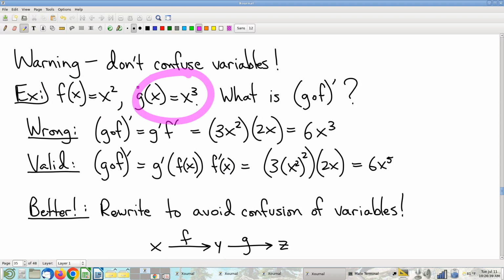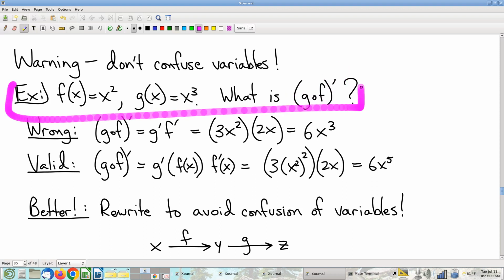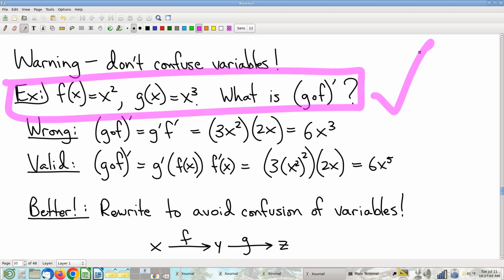I've got two perfectly good functions. When you have two perfectly good functions, you can totally reasonably talk about composing them. There's nothing weird about that. Compose functions, fine. I can reasonably ask then that once I've composed them, I want to compute the derivative of this composition. Nothing wrong with any of this. This is all fine. But the question has been written in such a way that you're pretty naturally going to step on a landmine here.